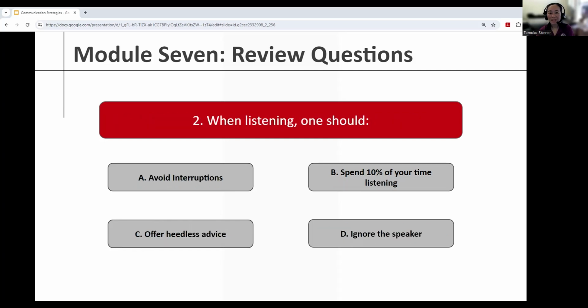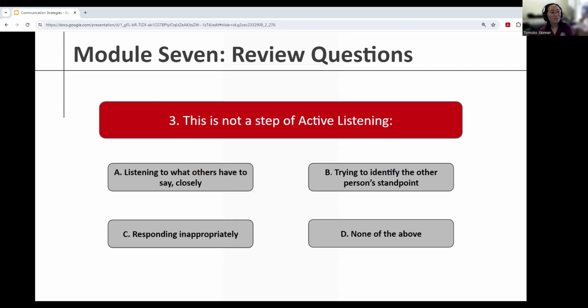Okay, moving on. When listening, one should: A, avoid interruptions. B, spend 10% of your time listening. C, offer heedless advice. D, ignore the speaker. Which one is the correct answer? A, B, C, or D? Okay, A is the correct answer. When you're listening, listen. Don't talk on the phone, text message, clean off your desk, or do anything else. Listen. Okay, moving on.